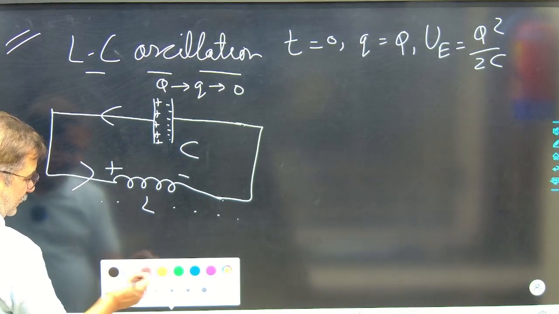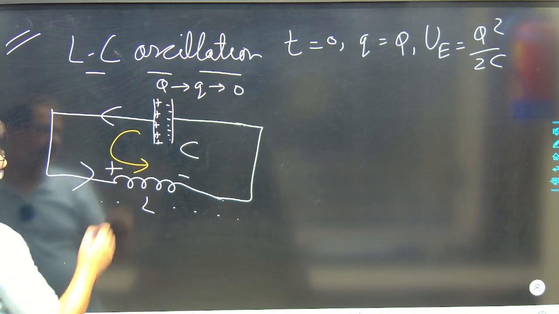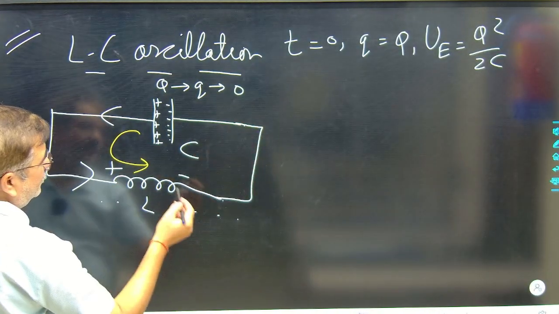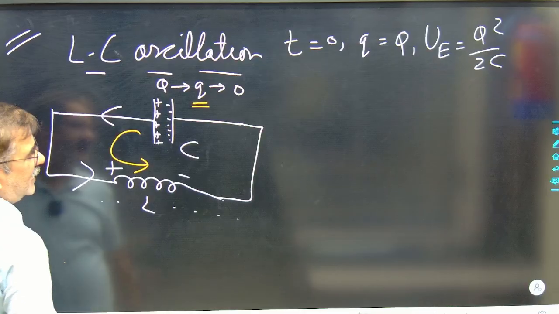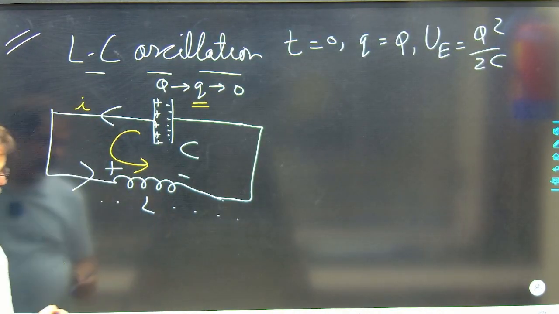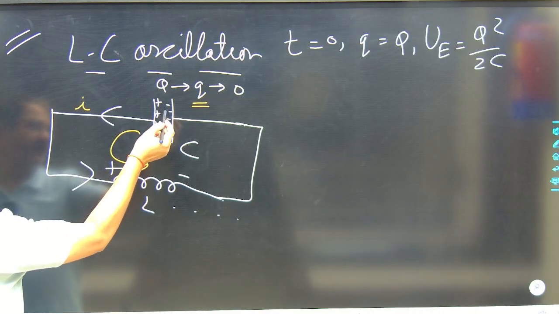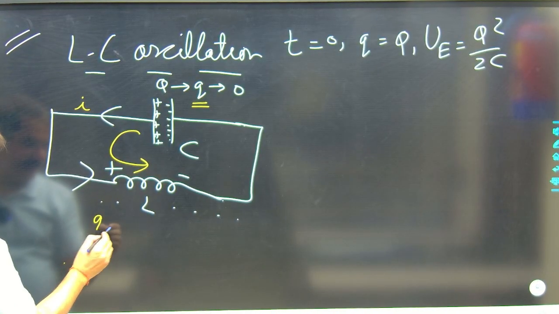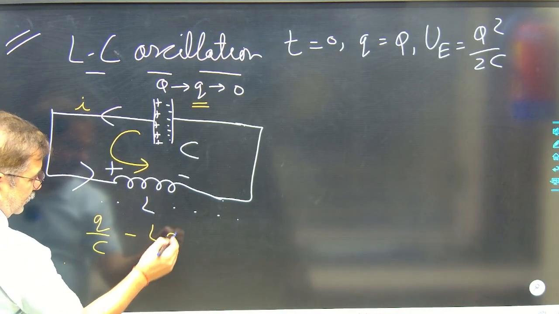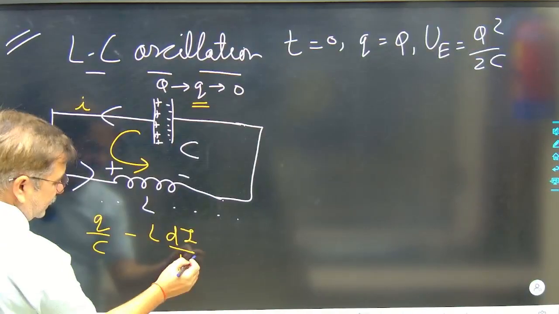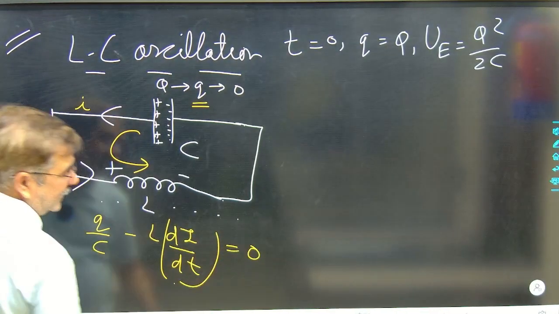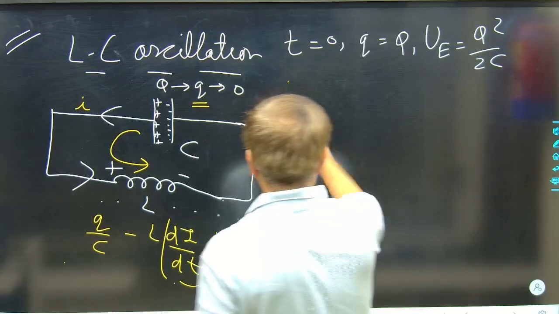If I apply the loop rule, we can see the loop rule will go like this. At any instant, not 0 but some other value, for time t the charge will be q and current flowing in the circuit will be I. I can apply the loop rule. Going from minus to plus, it is q by C, and going from plus to minus it is L into di by dt. This is the loop rule for this arrangement and this value will be 0.